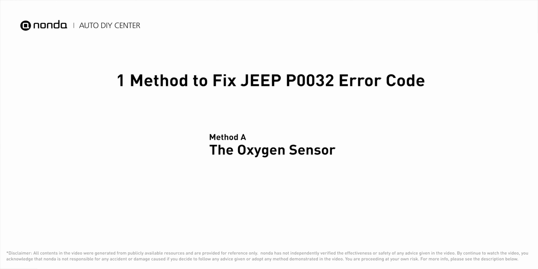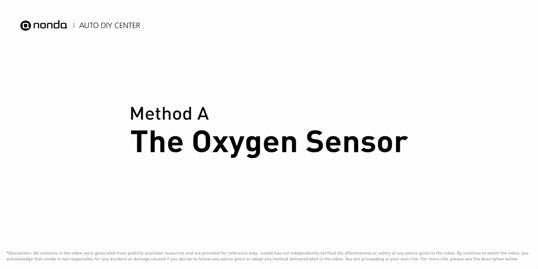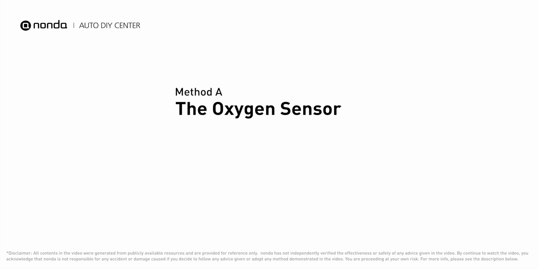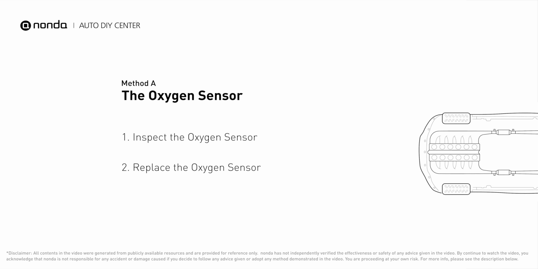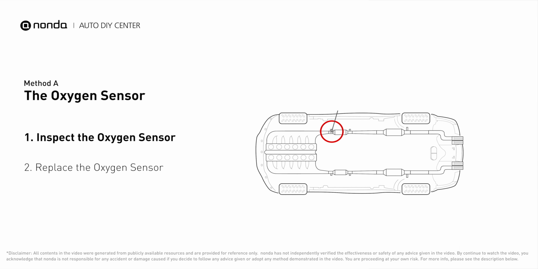Here is one of the most practical solutions to fix Jeep's P0032 error code. Method A, the oxygen sensor. This oxygen sensor is located right before the catalytic converter. Bank 1 is on the side with the cylinder number 1. Sensor number 1 is usually the one in the exhaust manifold.